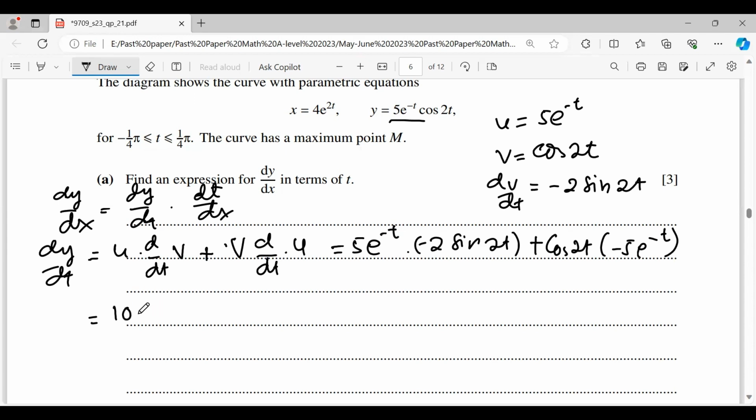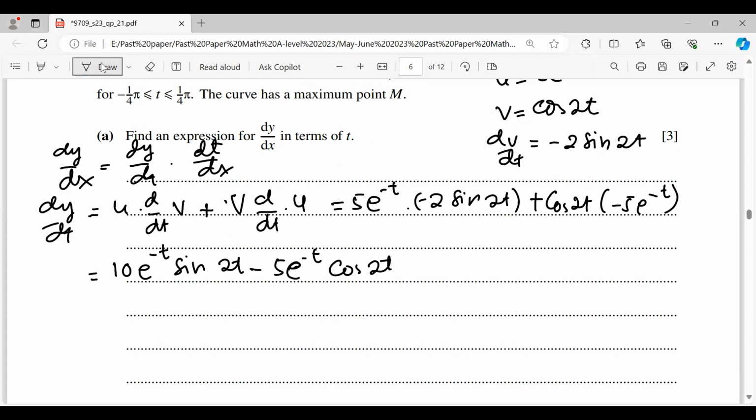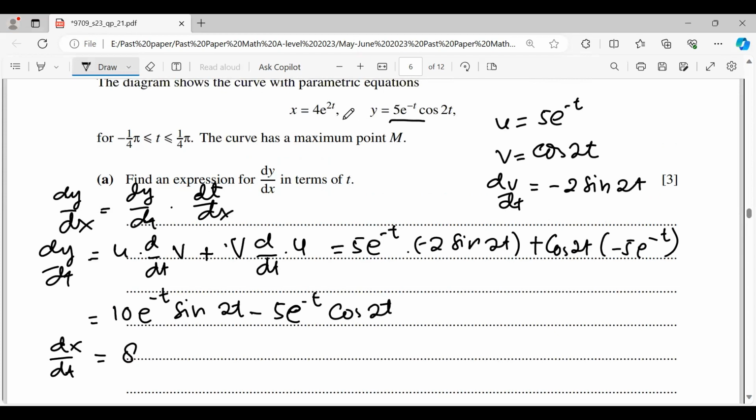Here it becomes negative 10 e^(-t) sin 2t, plus negative 5 e^(-t) cos 2t. Okay, that one is dy/dt. Afterwards, with dy/dt already, now I need dt/dx. First I find dx/dt, and then take the reciprocal, which is dt/dx. So dx/dt is 8, yeah, from this one.